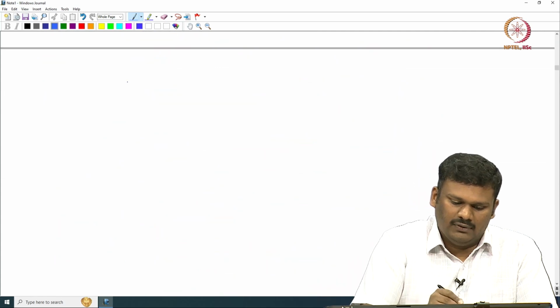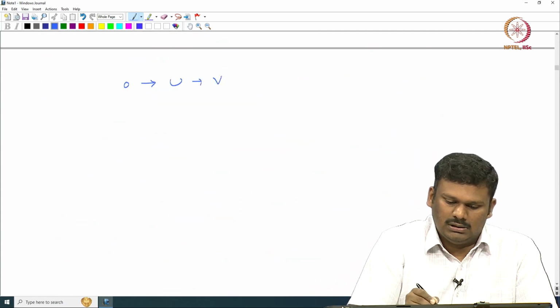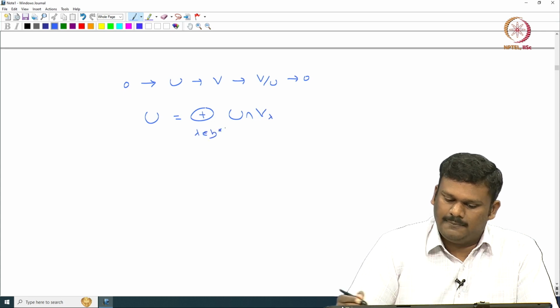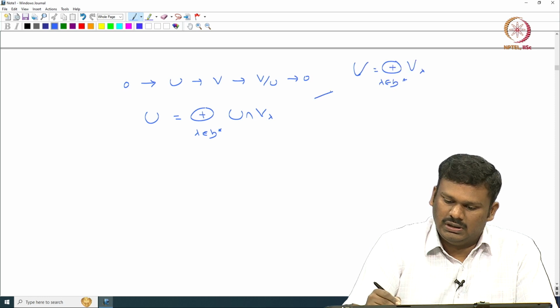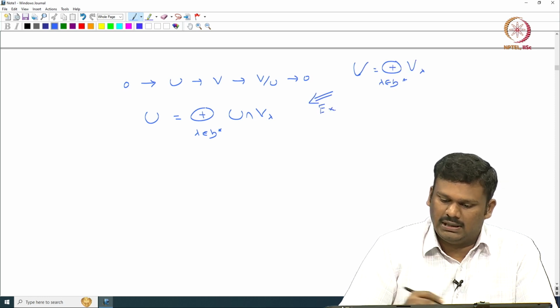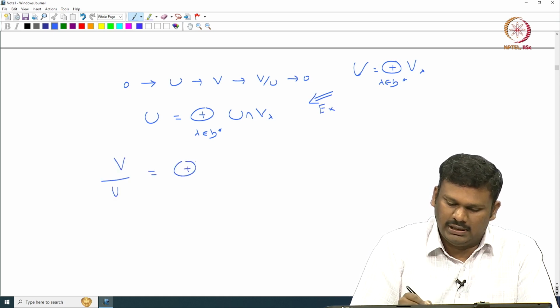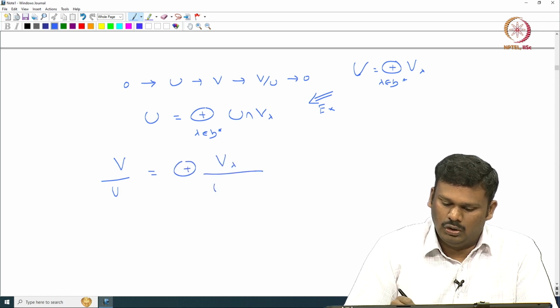Okay. So, if you have, let us say, this simplest long exact sequence, then you can easily see that U again can be written as a direct sum of U intersection V_lambda, where lambda comes from H star. Suppose V is written as a direct sum of V_lambda, lambda in H star. Maybe you can take this as an exercise. Now with this you can easily see that V modulo U again is written as a direct sum of V_lambda modulo U intersection V_lambda, lambda in H star.